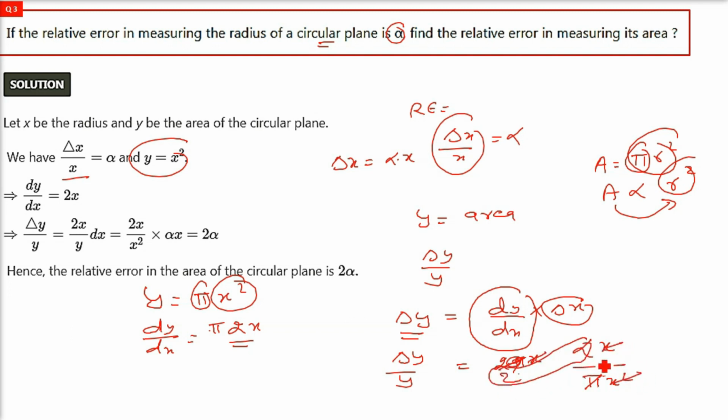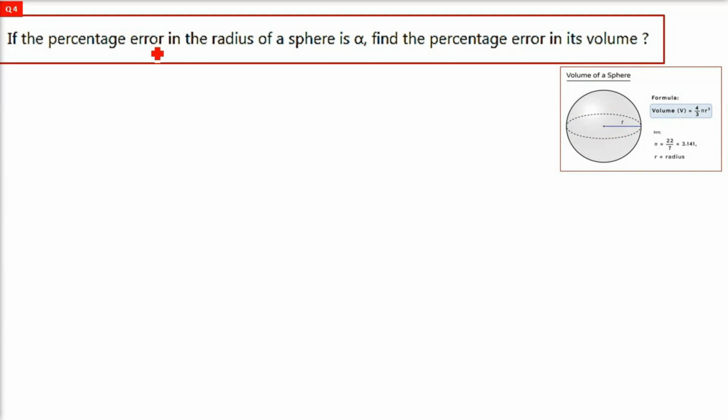So you have alpha. 2 alpha is the relative error in the area of a circular plane when the relative error in measuring the radius of a circular plane is alpha. Okay, alright, this is how you're going to write. If the percentage error in the radius of a sphere is alpha, find the percentage error in its volume.